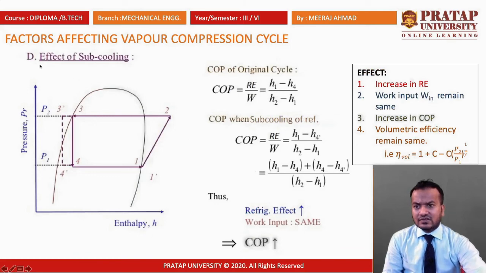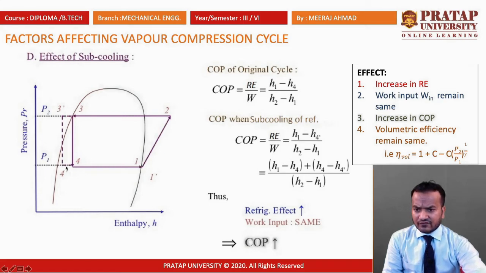Now, next: effects of subcooling. So you can see the PH diagram. 1, 2, 3, 4 is the original cycle. Now we condense the refrigerant to be subcooled. Before, we condensed the refrigerant at point 3 in the original cycle, but in the new cycle we condense the refrigerant to be subcooled. So point 3 dash is there. So 1 dash, 1, 2, 3 dash and 4 dash will be the new cycle after subcooling.